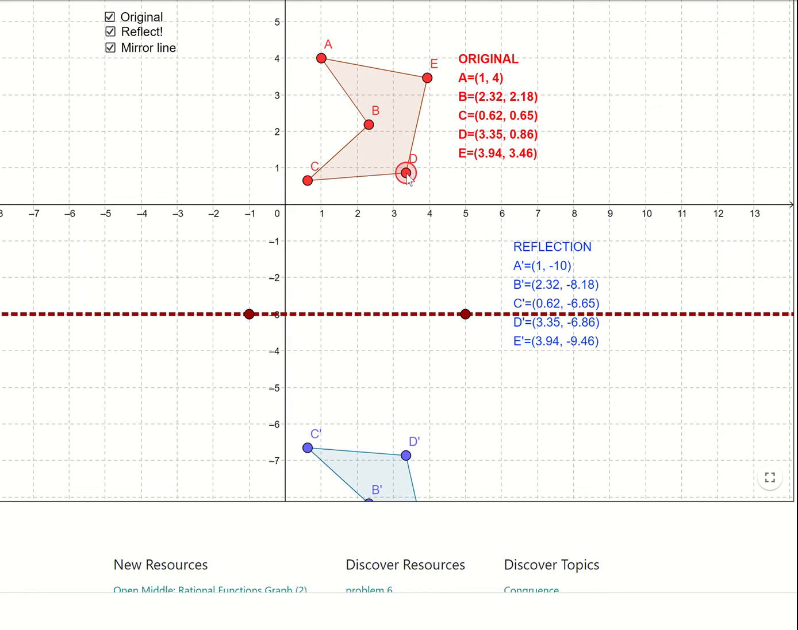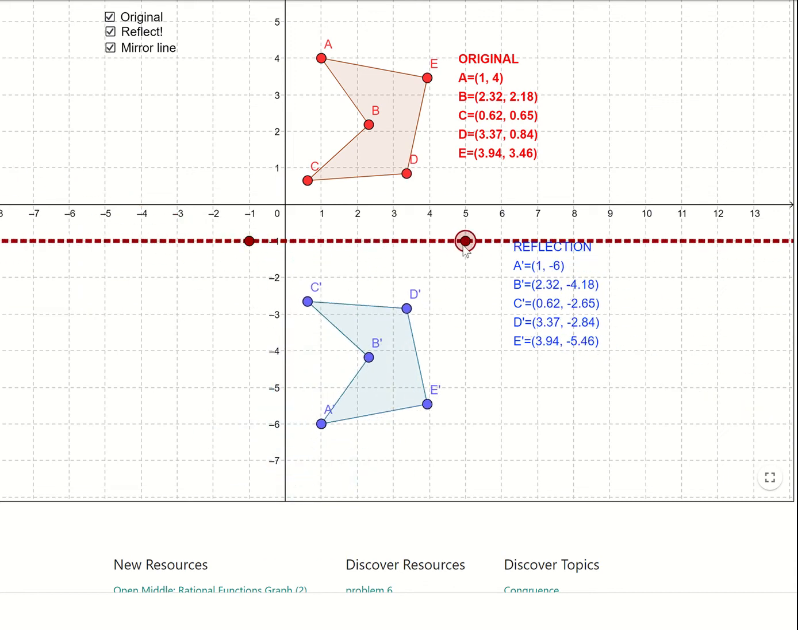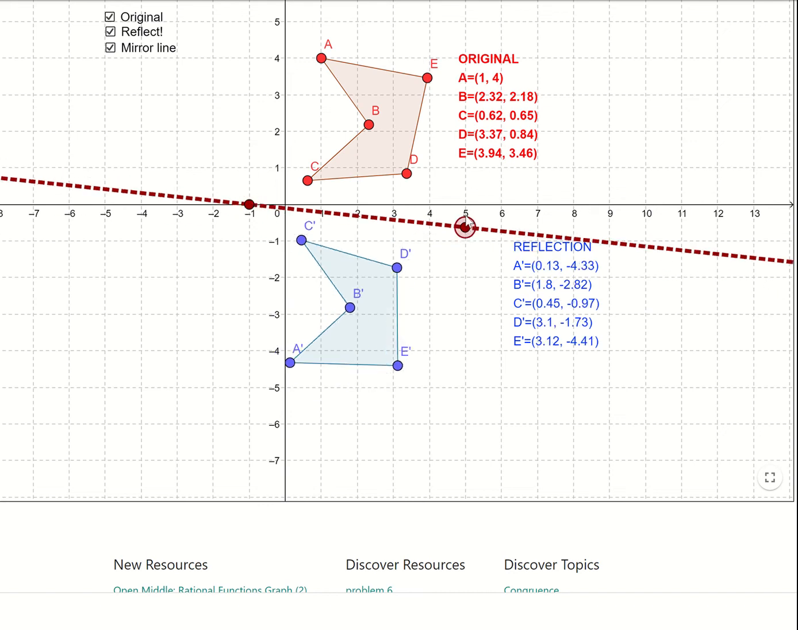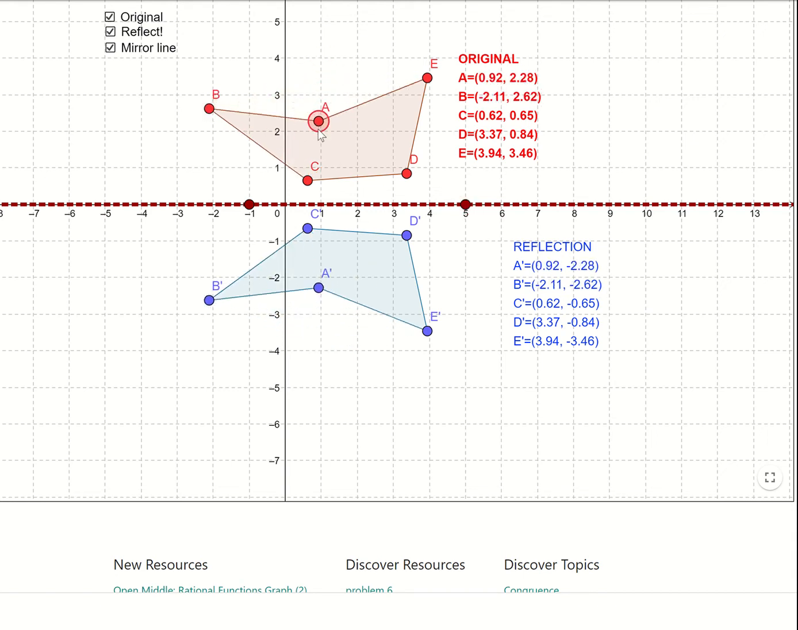Maybe I'll move some of these points. Maybe I'll move this horizontal line a little bit up. I'm actually even going to move this so that my horizontal line is now the x-axis. And as I move these, what do you notice about these points? Not just how it looks, but why don't you check the ordered pairs?